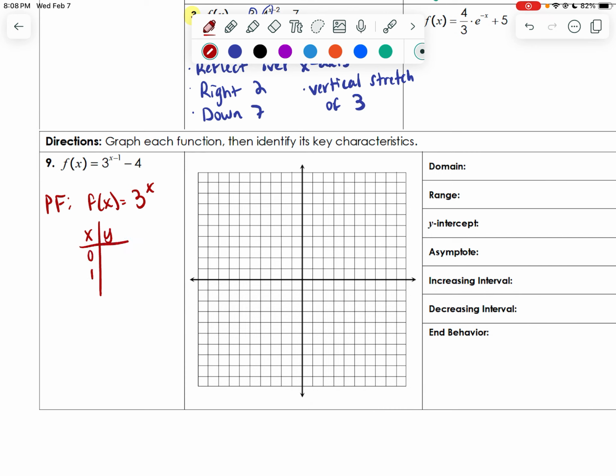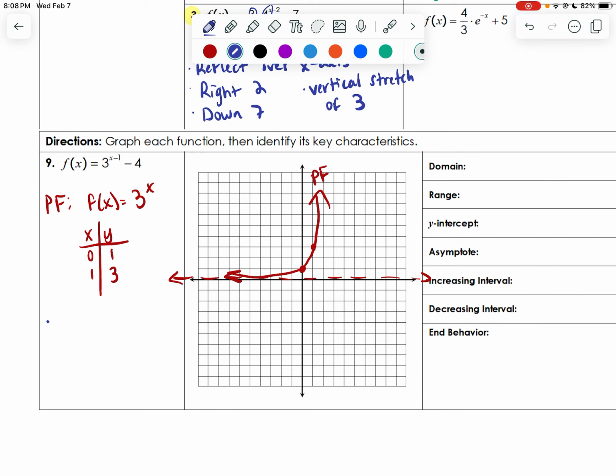So we said 0 and 1 for x values. If I plug in 0, 3 to the 0 power, that's 1. Plug in 1, that's 3. So this is my parent function, right? Here's my asymptote. Always at 0, going straight up, flattening at 0. Okay, that's my parent function. But I don't want that graph. I want it with these transformations.